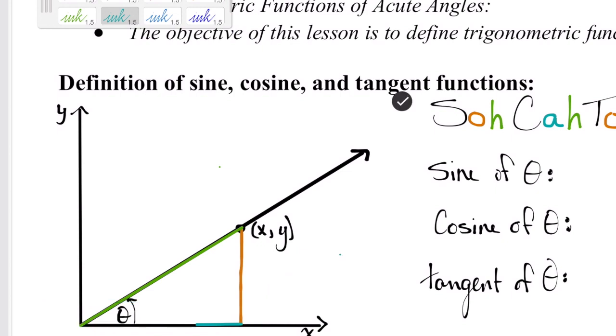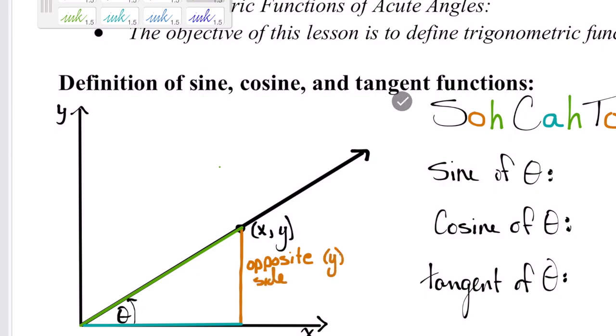So when we look at this, the orange that I made here is the opposite side because it's the side that's not touching my theta. Theta is made up of the green and the blue, so this orange is my opposite side. Because it's going straight up and down, this is going to have the same length as the y value.